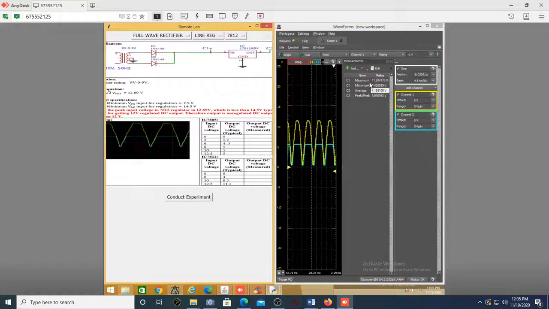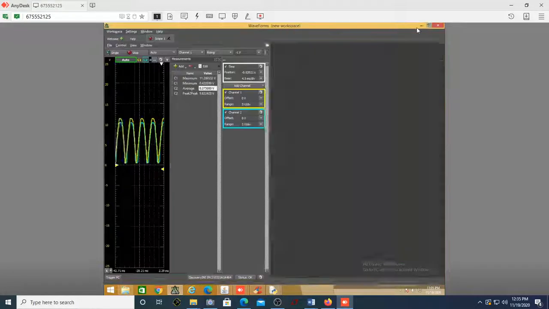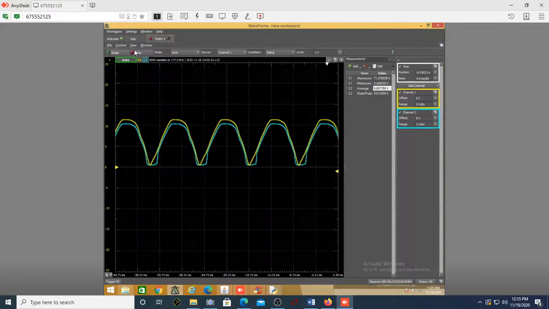You can also observe that the peak voltage is 11.28. We are trying to apply that maximum voltage to the 7812. Let us observe what happens here. Let me run. You can observe, this is one very good observation.